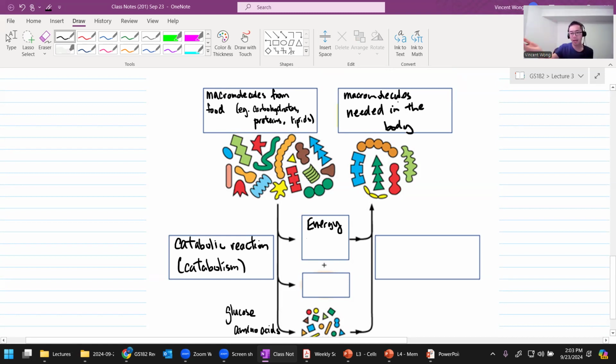Okay. Maybe we need to build some glycogen to store in the liver, and we're going to use the glucose and we build them. Maybe you need to make some proteins for your muscle. You've got to build those. Maybe you need some testosterone, progesterone. You're going to have to build those. Okay, so the building, that's called anabolism or anabolic reaction, and that requires energy.